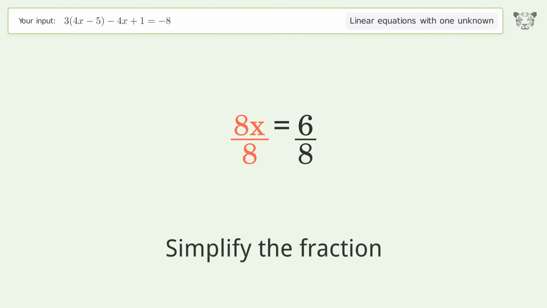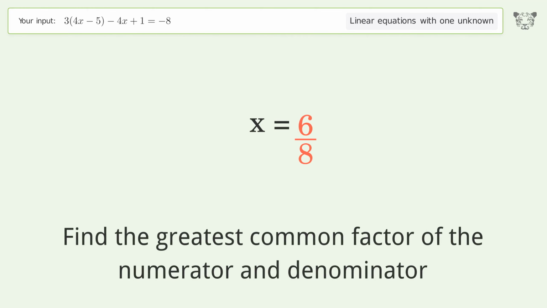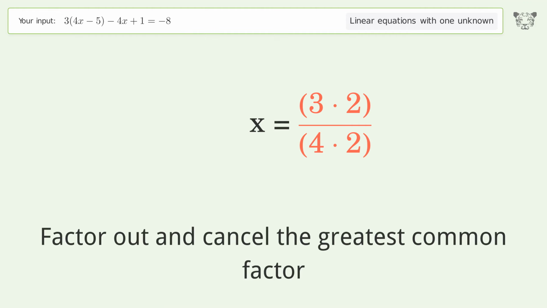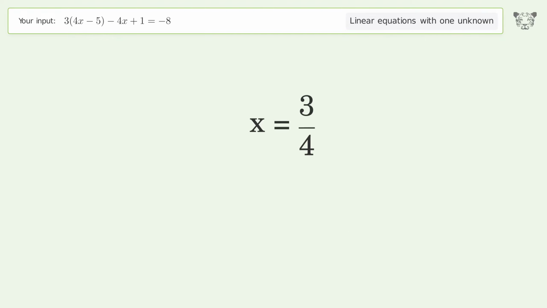Simplify the fraction. Find the greatest common factor of the numerator and denominator. Factor out and cancel the greatest common factor. And so the final result is x equals 3/4.